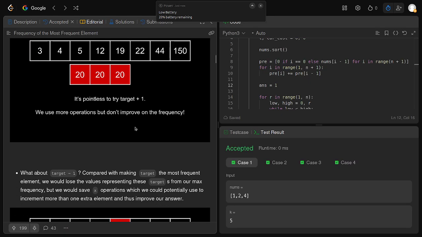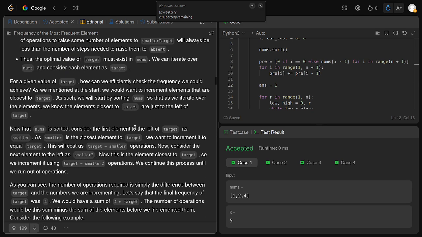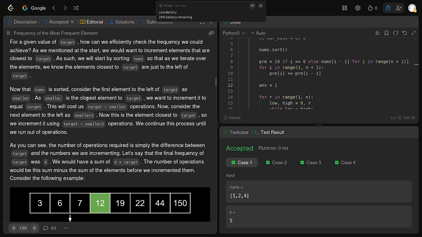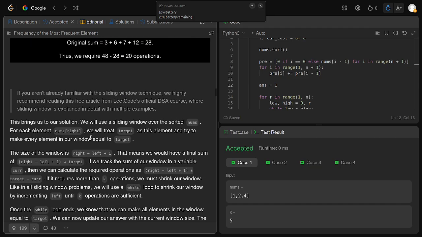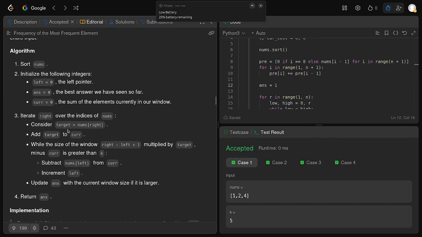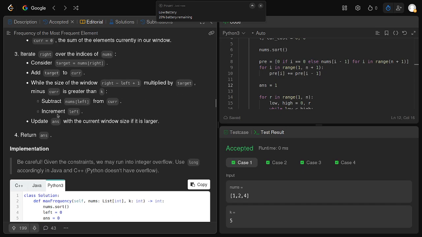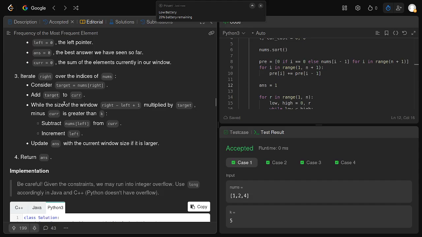Okay, so they prove nothing, you just try elements in there. We don't need to prove this for half of the editorial. Sorted. Okay, so basically this will cost us the size of windows, and so on. Sort nums, left. So I did this, but it didn't work. Consider this: add target to current, while sign multiplied by target is greater than k.